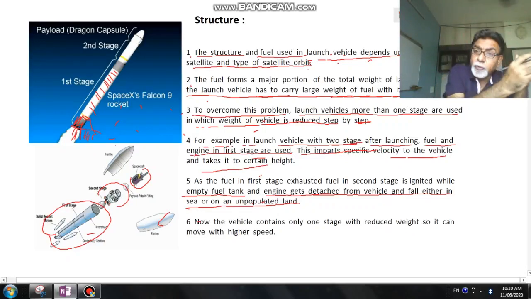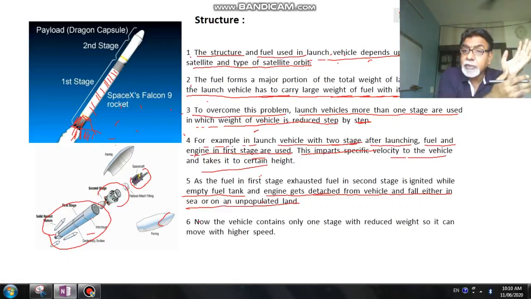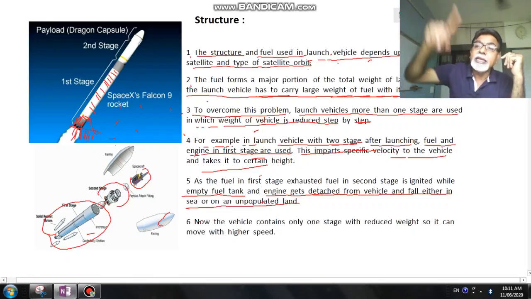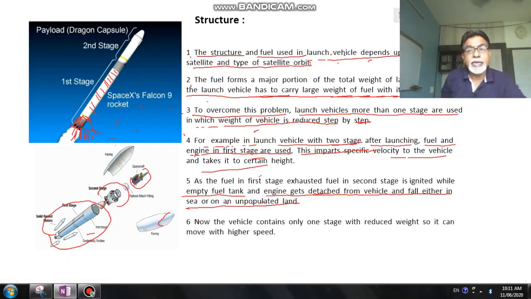As the lower portion of the satellite launch vehicle has been detached, we get two benefits. Number one, now the vehicle will contain only one stage, so its weight and mass will be reduced, and it can move even with higher speed and attain the desired height. That's why vehicles with more stages are used.